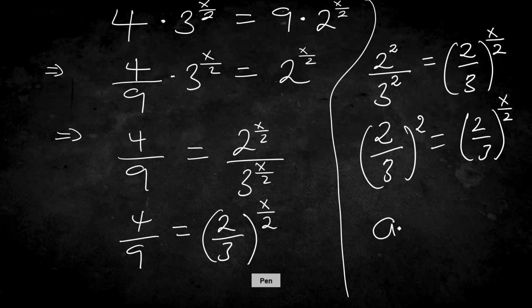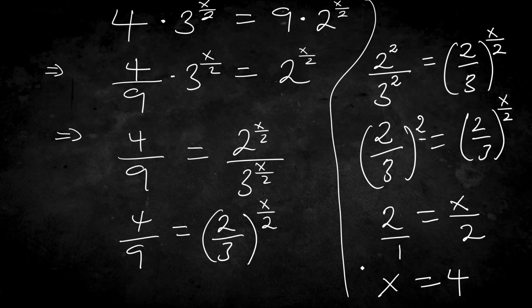And when we're given a raised to n equals a raised to c, now the bases are equal, so you can say n equals c. Now we can also do the same here. So we have 2 equals x/2. So over 1 times x, 2 times 2, 4. So the correct answer for this one is 4.